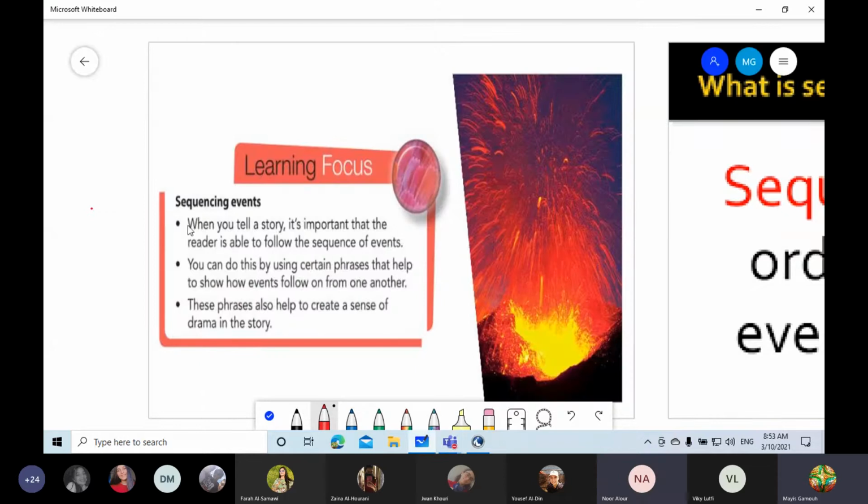When you tell a story, it's important that the reader is able to follow the sequence of events. You can do this by using certain phrases that help to show how events follow on from one another.